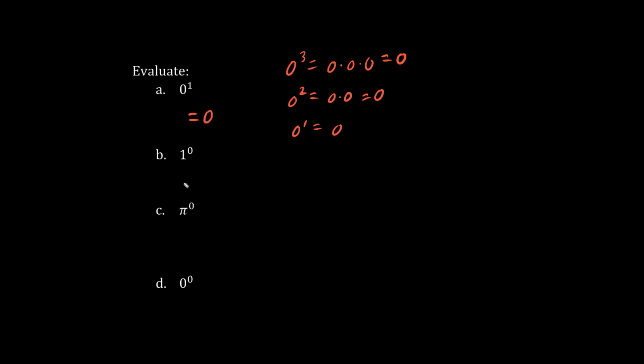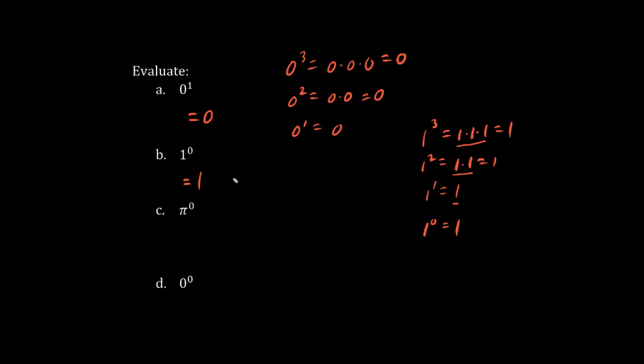What is 1 to the exponent 0? Anything to the exponent 0 is 1. For example, 1 cubed is 1 times 1 times 1, which is 1. 1 squared is 1 times 1, which is 1. And 1 to the 1 is just 1. Notice the pattern that for each of these answers, we're just dividing by 1. So 1 to the 0 is also 1, because 1 divided by 1 is just 1.